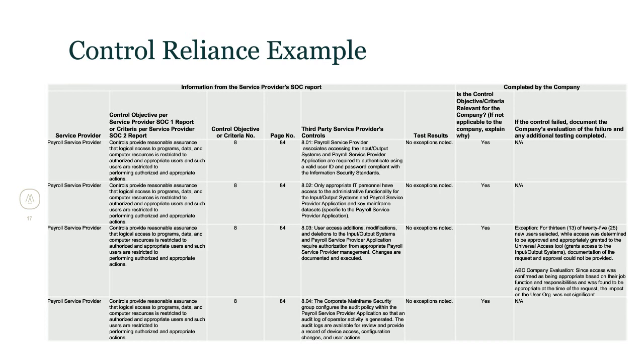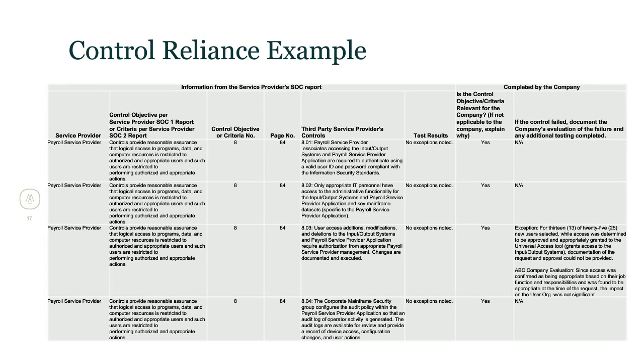In this particular example, control objective 8 of the report was evaluated. The service provider is listed in the first column since the tool can be used to evaluate multiple service organizations. Then the control objectives or the criteria for which the control activity is stated, the control objective or criteria number, the page of the report it was found on, the actual control specified by the service organization, and the test result. This is all taken from the report.